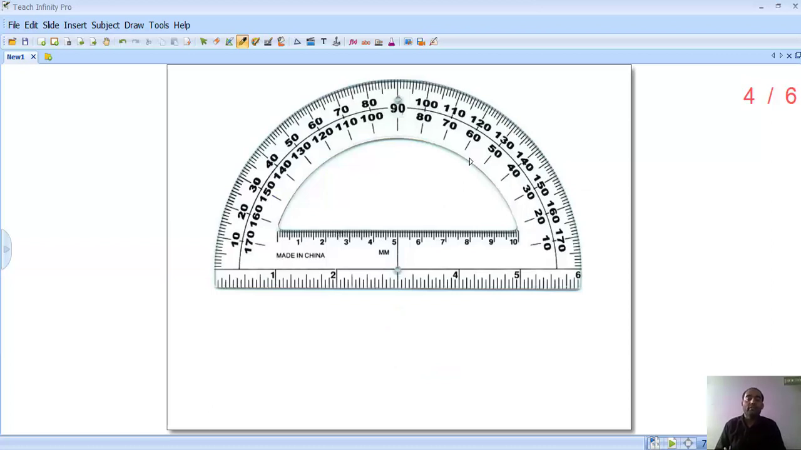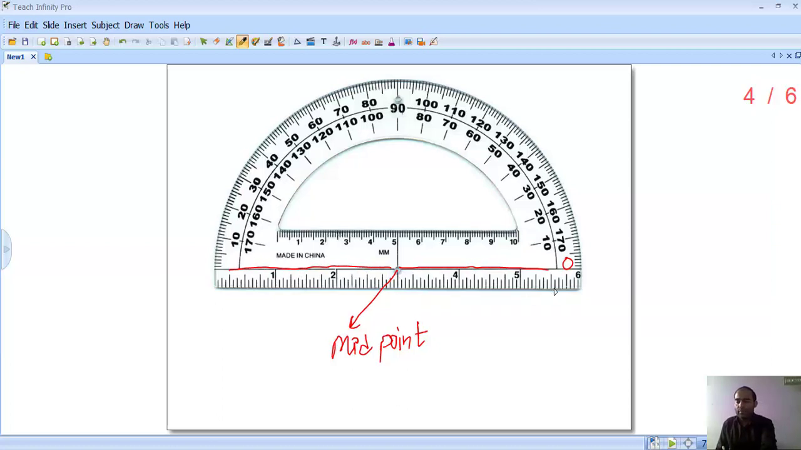Now let's take one more protractor. You may have this type of protractor also. Now you know which one is the midpoint. This one is the midpoint of the protractor. And where is the zero line? See the zero angle. Here is the zero angle. So this is the zero line, or we can say this is the reference line.